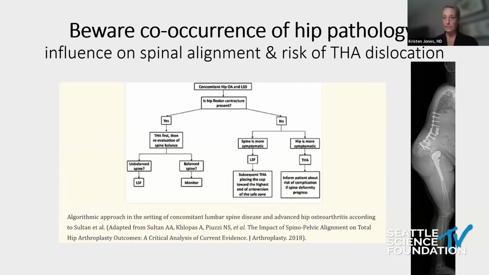And I think this algorithm on the screen nicely describes what would be a safe approach to doing this. And certainly we always talk with our hip colleagues ahead of time if we have a patient that we're concerned about.